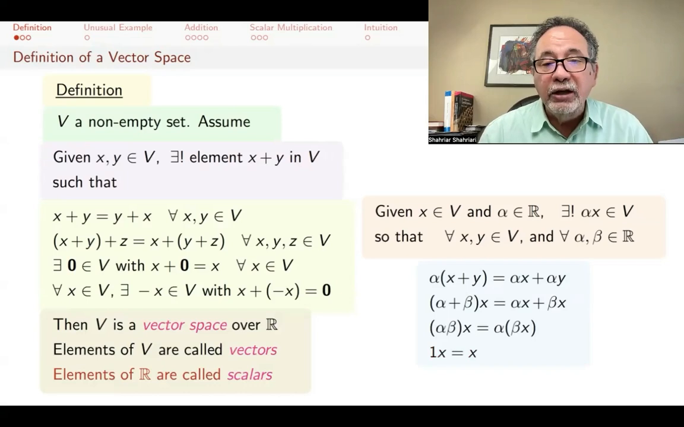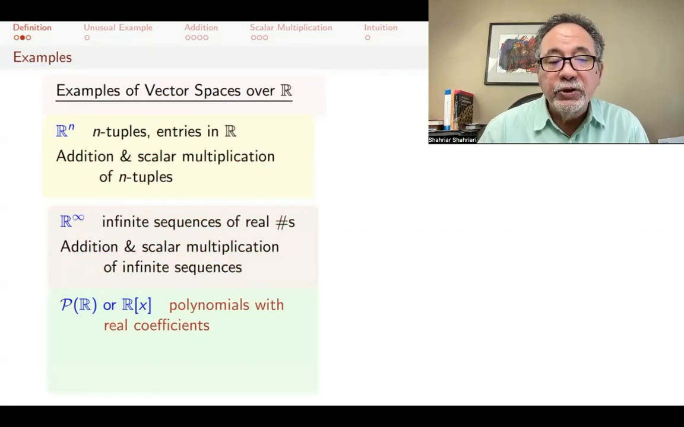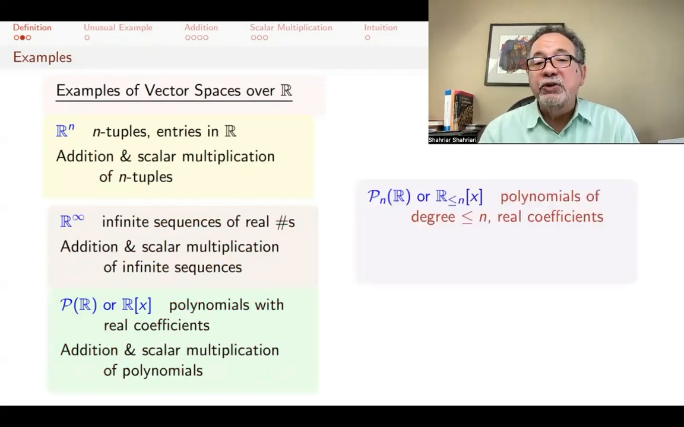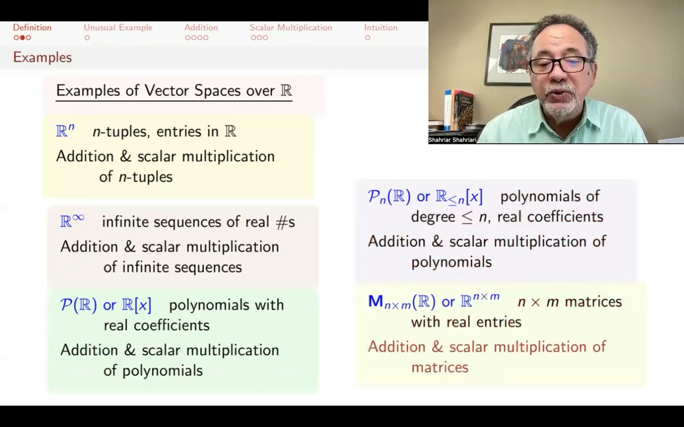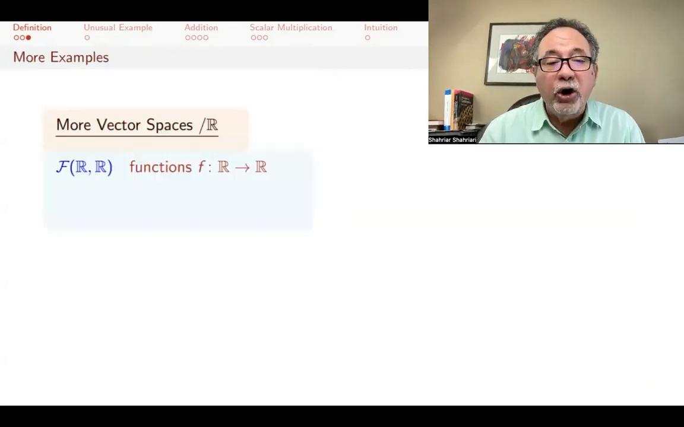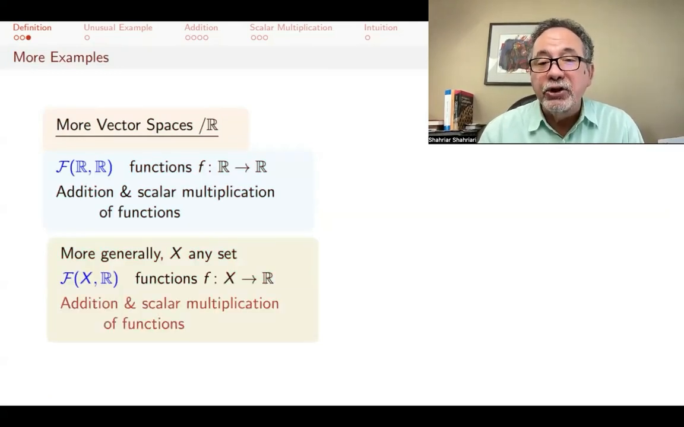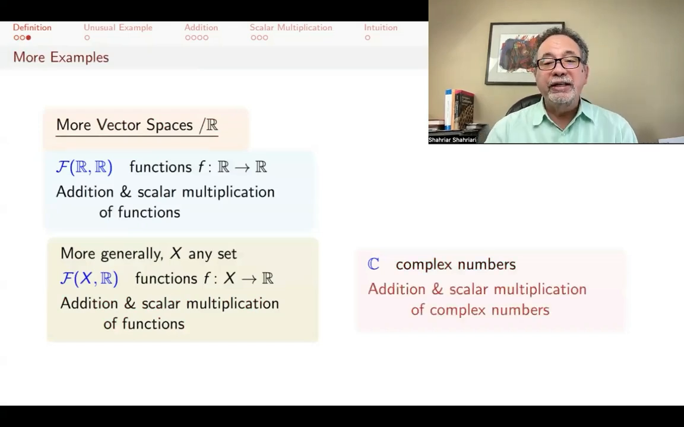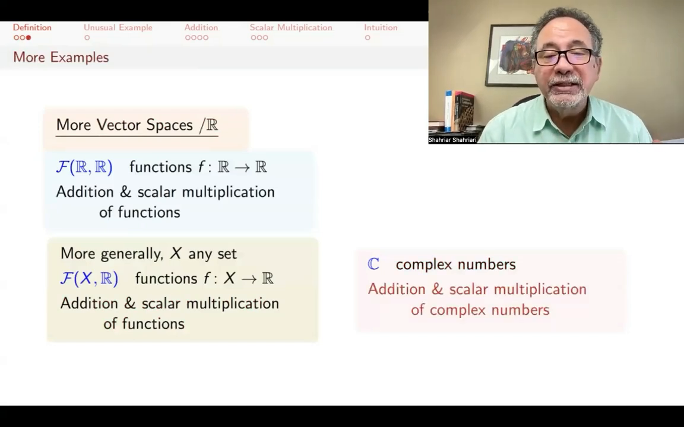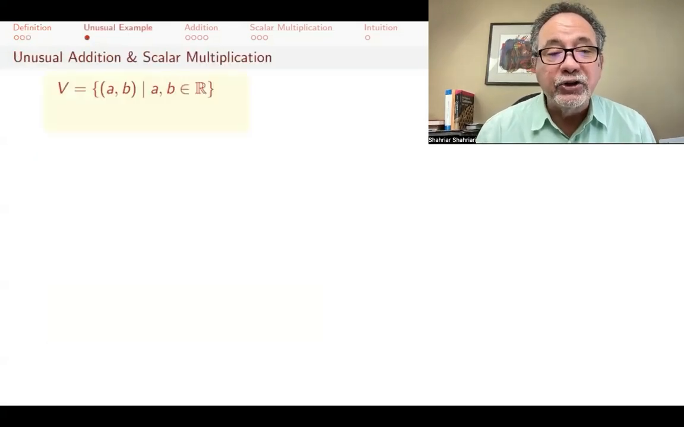I have many videos on particular examples. Rn and tuples are an example of a vector space. Infinite sequences, polynomials with real coefficients, polynomials of degree less than or equal to n with real coefficients, n by m matrices with real entries, functions from R to R, functions from any set to R. These are all examples of vector spaces. In fact, complex numbers themselves are also an example of a vector space. For every one of these things, I have separate videos with more detail showing you how they're vector spaces.